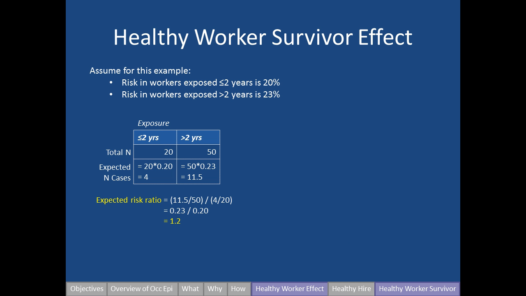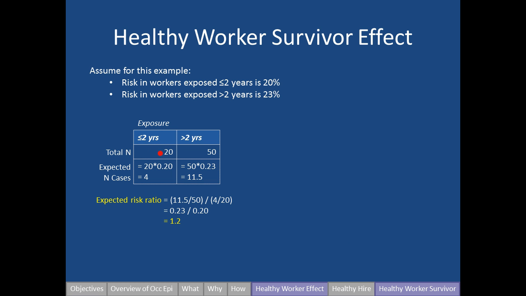So now we're just going to assume for this example that the risk in the workers that were exposed less than 2 years is 20%, and the risk in the workers exposed more than 2 years is 23%. Now these are just numbers that I came up with, so you can take these as the capital T truths that I am telling you to work through this example. So don't worry about the numbers too much, I made them up, just go through the example. So 20% for the low exposed group, 23% for the high exposed group. This would be cumulative incidence.